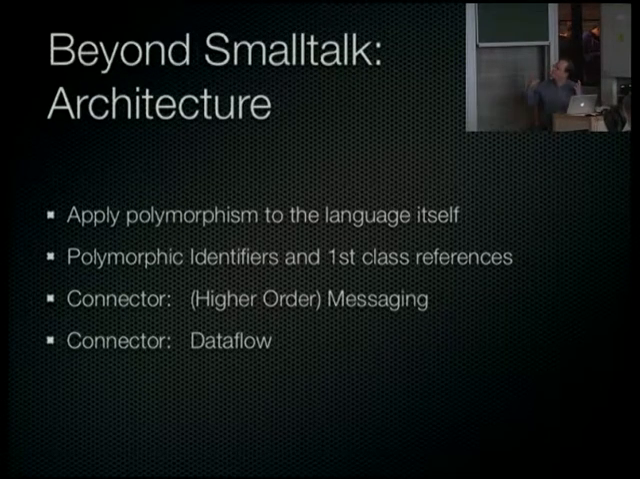So, again, the idea is, what's the next thing? Well, we just need to apply Smalltalk to itself, right? We need to be able to subclass and compose the pieces that make up the basic system, and then we can build whatever language we need, for example, with the scripting we just showed. And the components there are polymorphic identifiers and first-class references, which generalize the idea of an identifier and an instance variable. I'll talk about that.